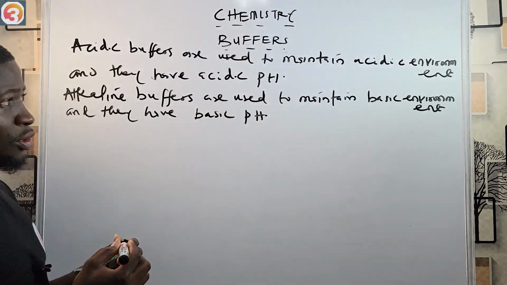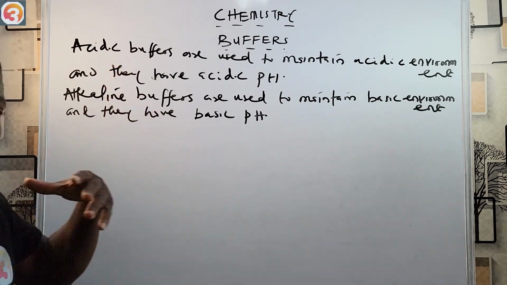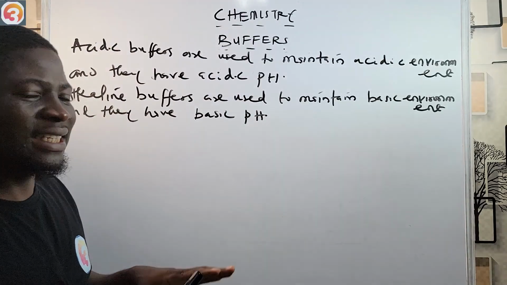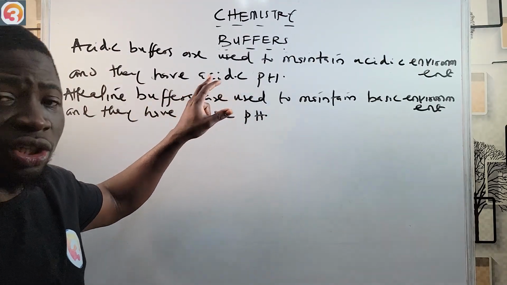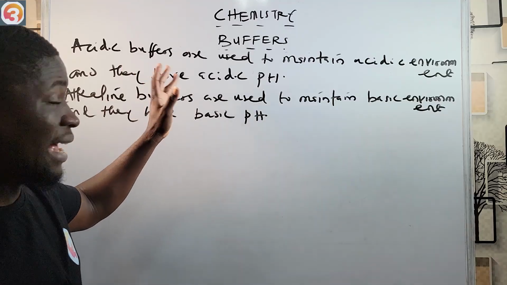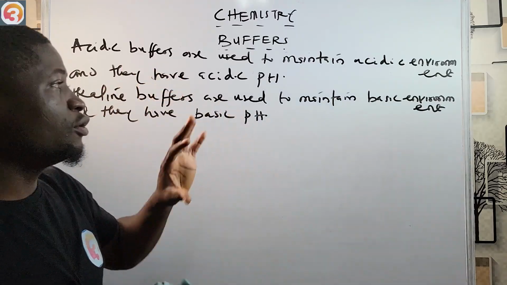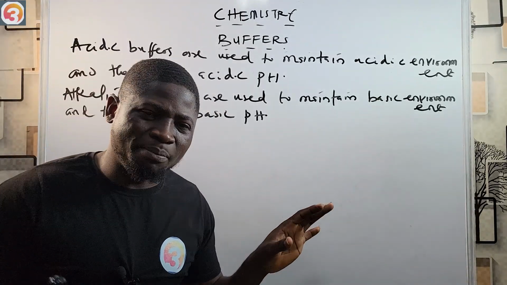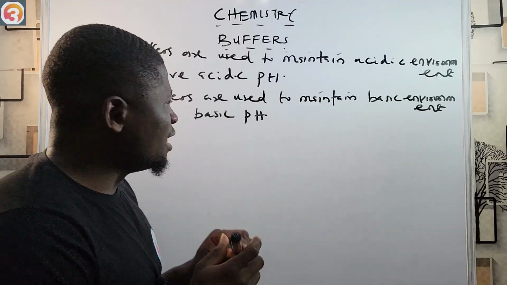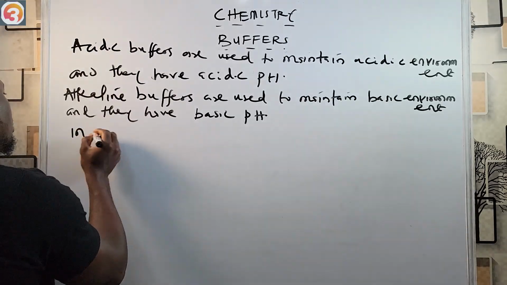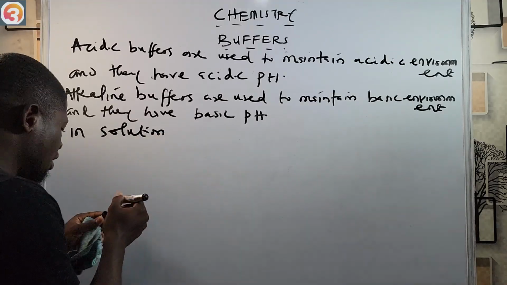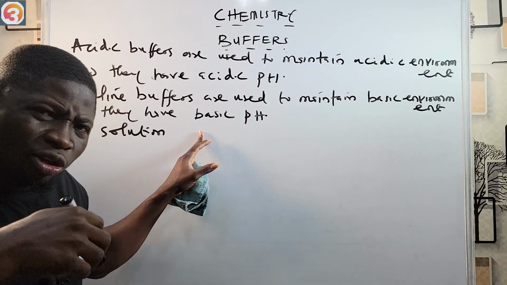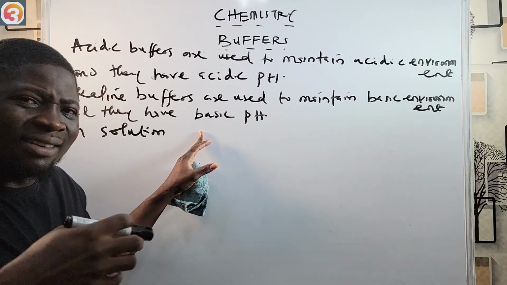So just know these two differences. The acidic buffers are used to maintain an acidic environment, and of course the pH will definitely be acidic. While alkaline buffers are used to maintain a basic environment, and they have basic pH. Now, what happens in solution? Let me put that down. In solution, what happens is that the salt of the weak acid is what?